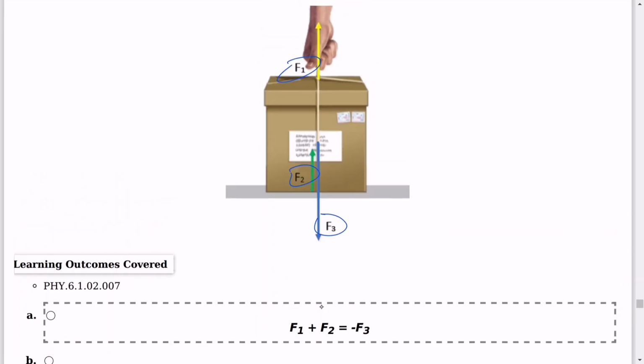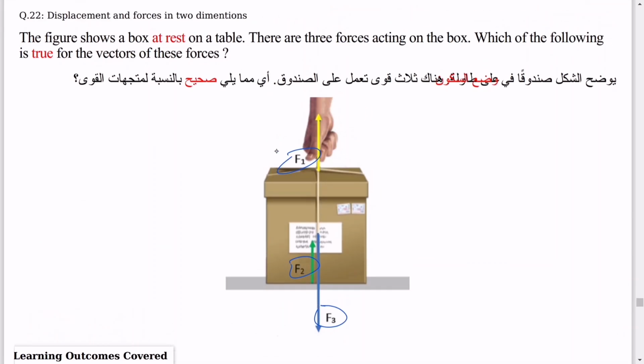We know that if the object is not moving, the box is at rest, so the object is in equilibrium, which means opposite forces are equal. Here there are two forces acting upward and one force acting downward. So we can say the downward force F3 is equal to the upward force F1 plus F2. That is, total upward force is equal to total downward force.